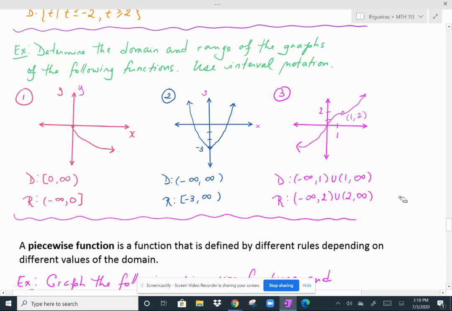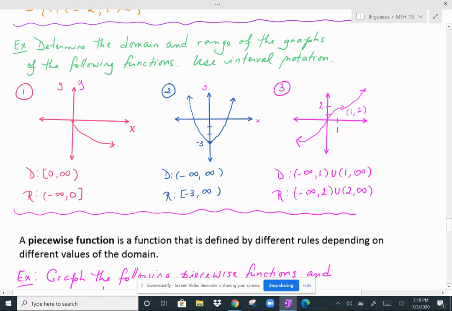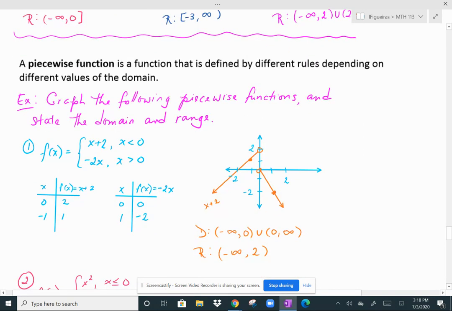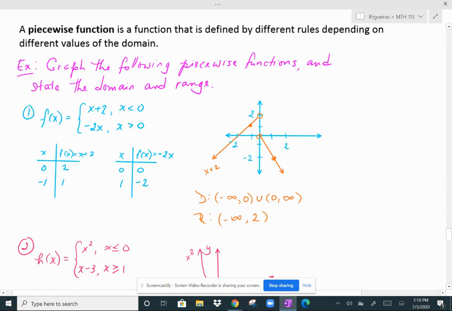All right, so what's a piecewise function? A piecewise function is a function that is defined by different rules depending on different values of the domain. So you have a function that's defined in 2 different ways. I have f of x is x plus 2, which is a line when x is less than 0. But it's defined as negative 2x, which is a different line when x is greater than 0. So in order to graph a piecewise function, you have to graph each part, the x plus 2 part and the negative 2x part, but you have to pay attention to what values of x you can choose.